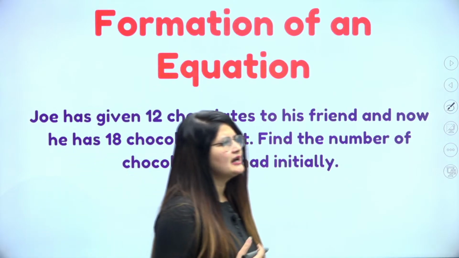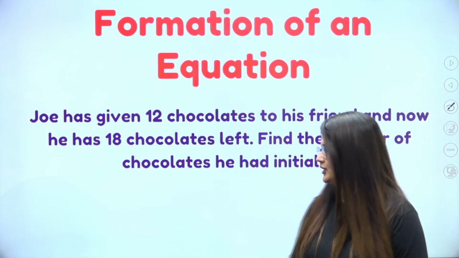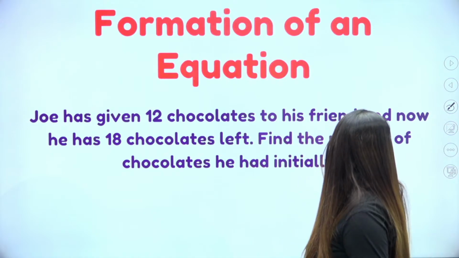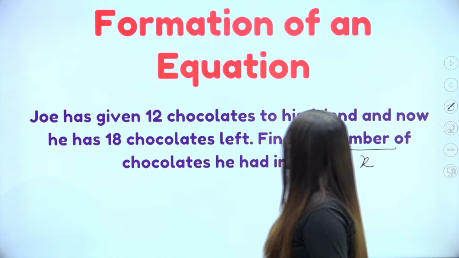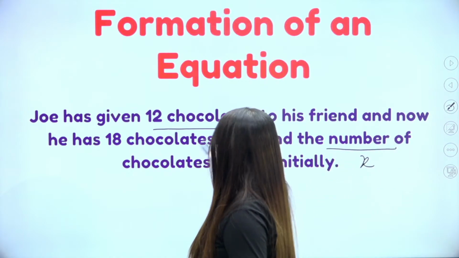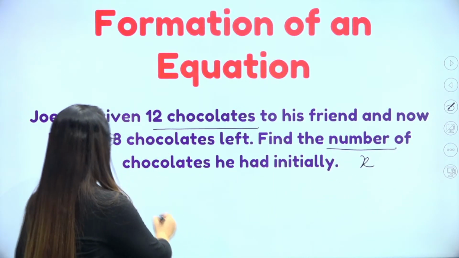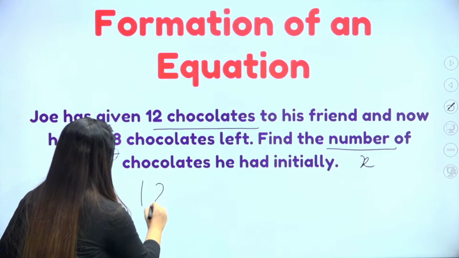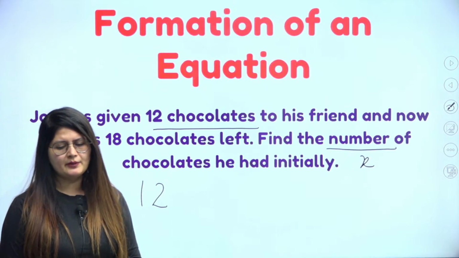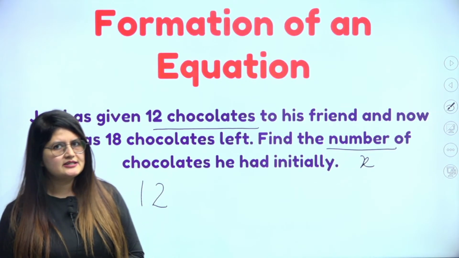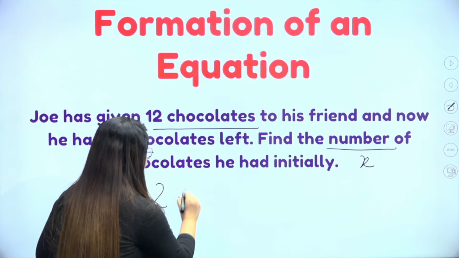So let's just say that the number of chocolates he had initially, let's take them as x here, right? Now he has given 12 chocolates to the friend. Yes, that means 12 chocolates have been given to the friend. And now he has 18 chocolates left. So how many chocolates does he have now? He has 18 chocolates. Clearly?